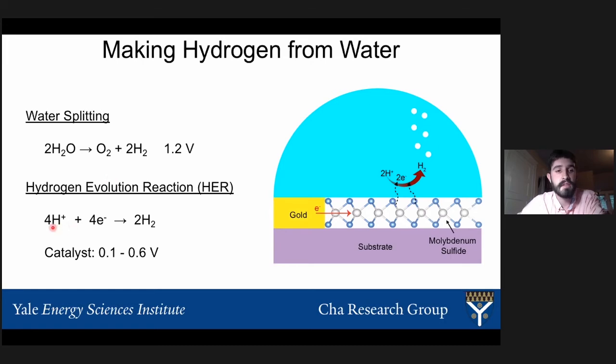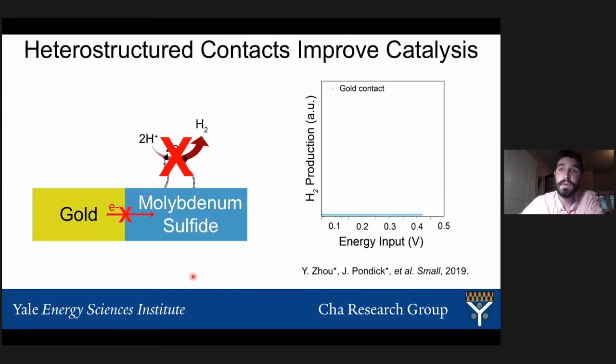This reaction involves taking 4 protons and reacting them with 4 electrons to get hydrogen gas. And we need a catalyst for this reaction to proceed, and molybdenum disulfide works as a catalyst. But you'll notice that this reaction requires electrons, which means electricity. So we need to get electricity into our catalyst in order to make hydrogen. And traditionally, you'd use a metal like gold to connect to our catalyst.